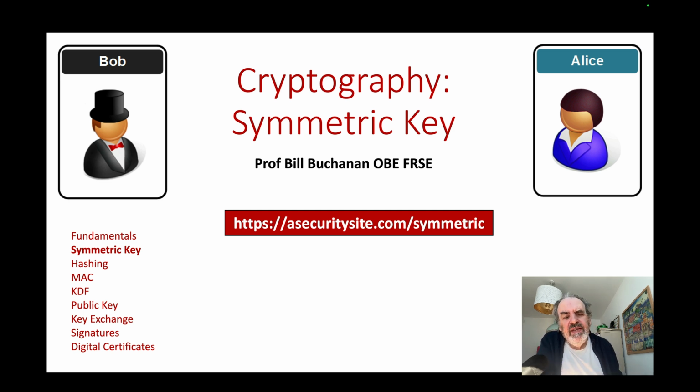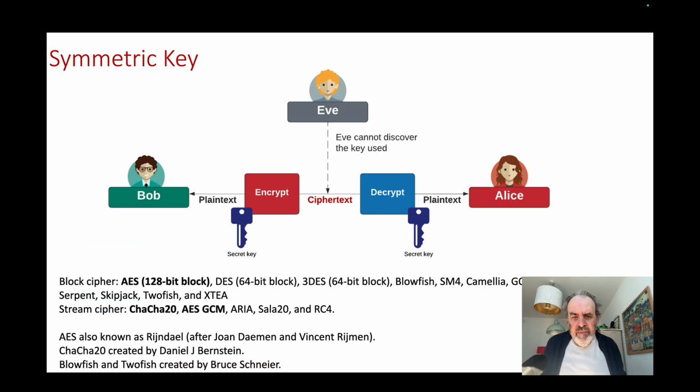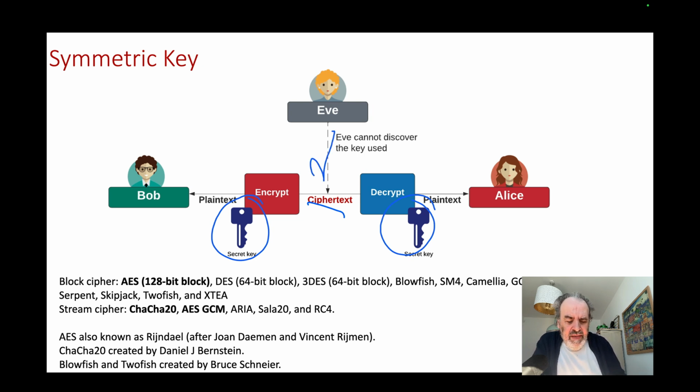So let's have a look at symmetric key encryption. So with symmetric key encryption, what we have is a single key that will encrypt the data into ciphertext, and then the same key will be able to decrypt it. Hopefully, Eve will not be able to find the required secret key within the time that matters for Bob and Alice for the message to be kept secure.